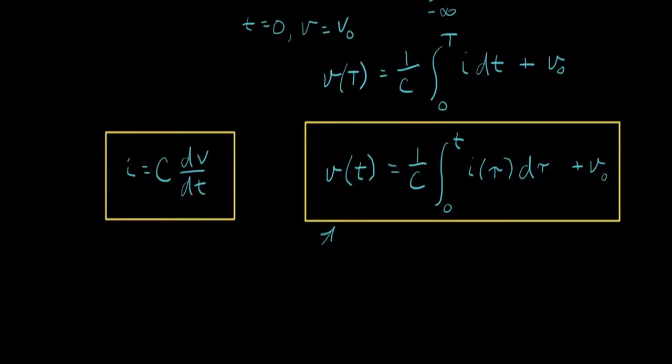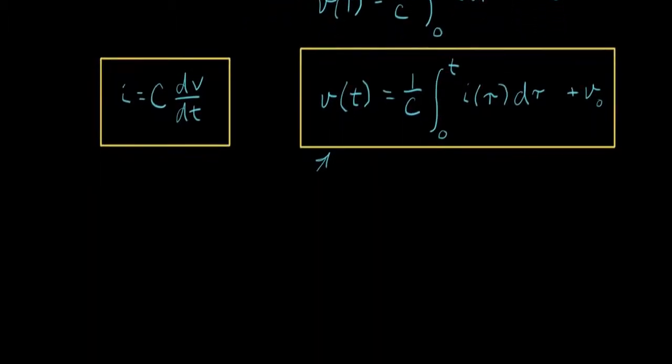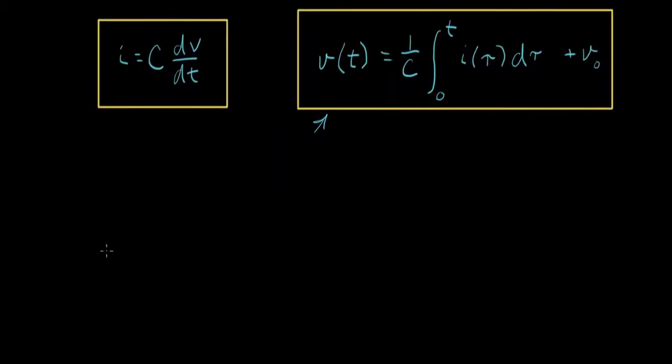So now I have my two capacitor equations, the two forms of the equation. One is I in terms of V, and the other is V in terms of I. And we're going to look at this equation here and do a little exercise with it to see how it works. I'm going to draw a little circuit here, and it's going to have a current source and a capacitor.